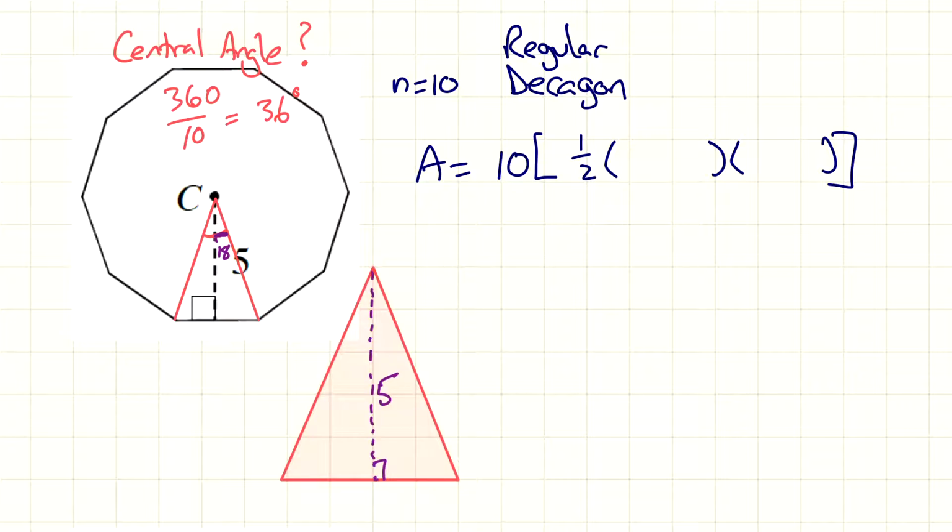Since I know this measurement is 18, and I know the height is 5, I'm going to put 5 in this height spot, since that's given to us. All right, so now I need to figure out the base. So how do we figure out the bottom part here?